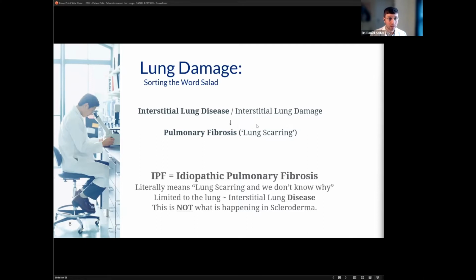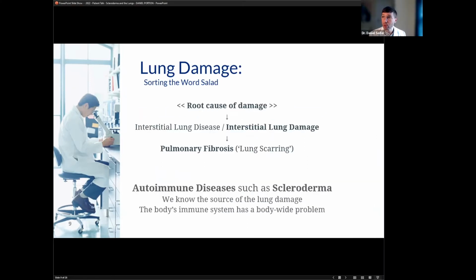In scleroderma and other types of autoimmune disease, what we're dealing with is there's a systemic problem, right? There's an issue with your immune cells, your immune system. It's attacking your own body, it's attacking multiple organ systems, and that is causing interstitial lung damage. So again, in the way that I split this up, it's not so much an interstitial lung disease as it is interstitial lung damage that's being caused by a systemic problem. And if that damage continues to happen, it does lead to lung scarring, which is also called pulmonary fibrosis.